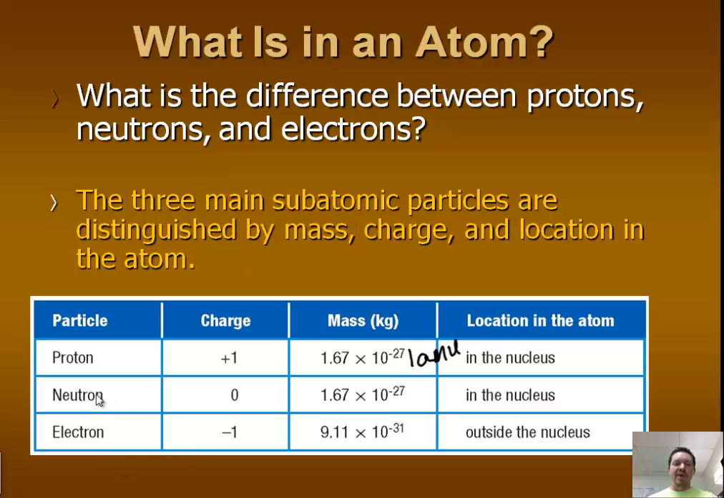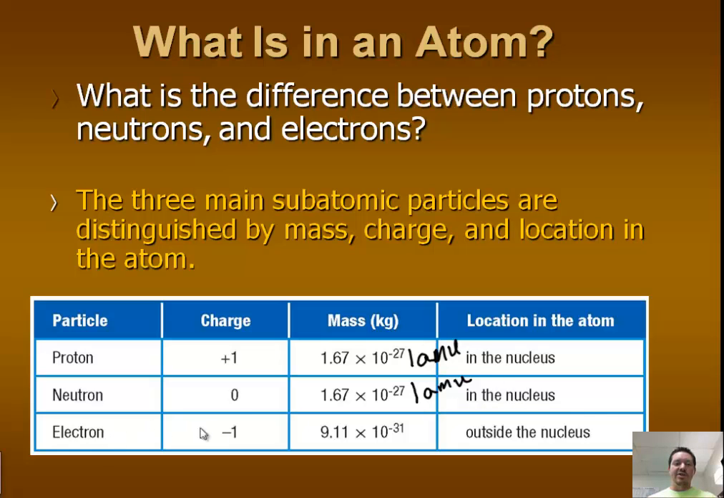The next particle we have is the neutron. It has no charge. It weighs relatively the same as a proton, so we're going to say that it's also 1 atomic mass unit. It's also located within the nucleus.